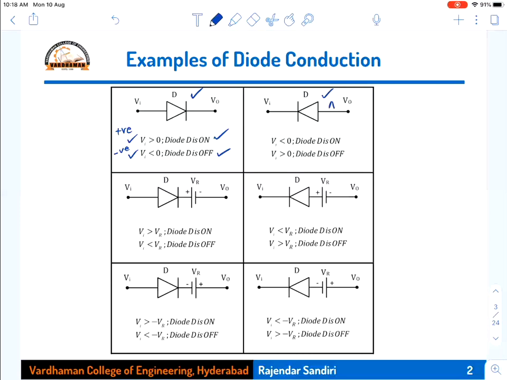In this case, anode is output, cathode is connected to input. In this case, it is anode is input side, cathode is output side. So two cases are possible. We may connect the diode in the forward direction or in the reverse direction between input and output. So in both the possibilities, you have to check whether this diode is on or off.